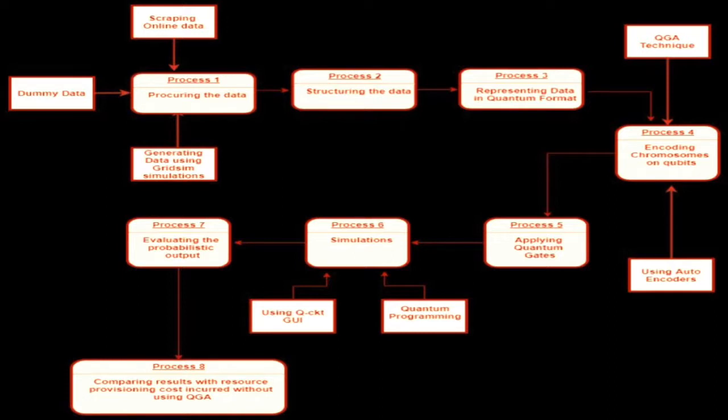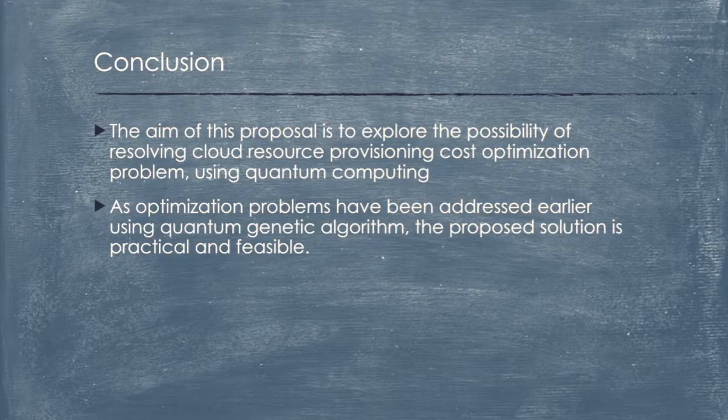Two ways to carry out simulations. One is quantum programming and the second one is using quantum circuit GUIs. The seventh stage is evaluating the probabilistic output obtained from the sixth stage. The final stage is comparing results with the resource provisioning cost incurred without using quantum genetic algorithm.